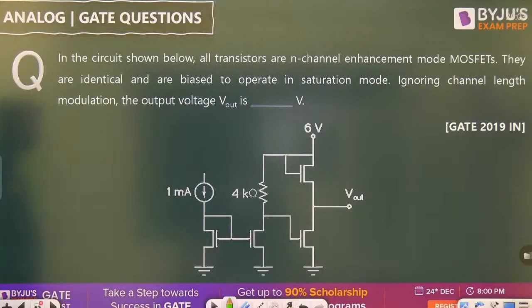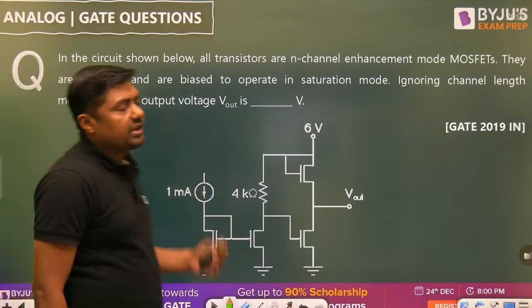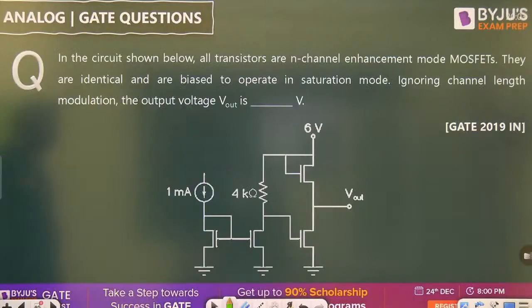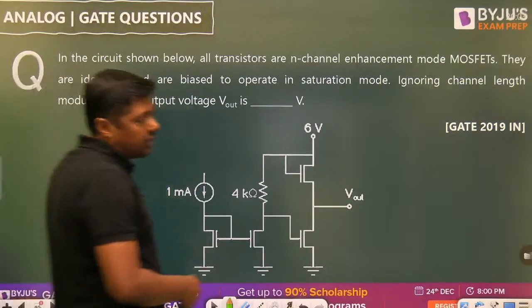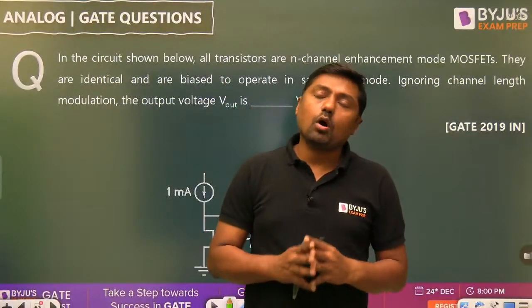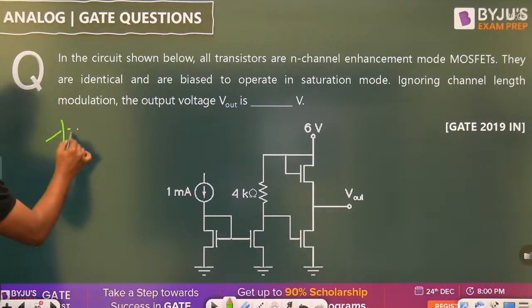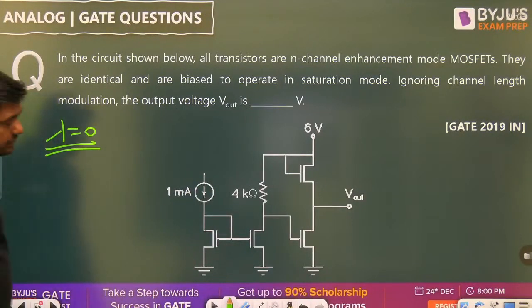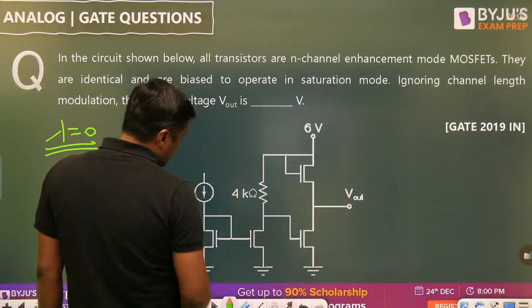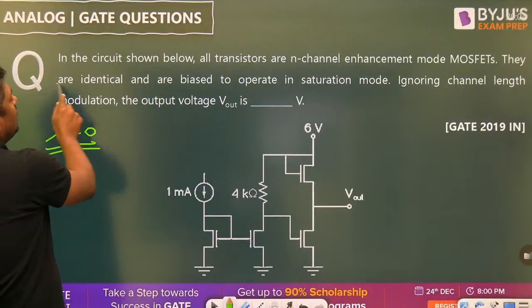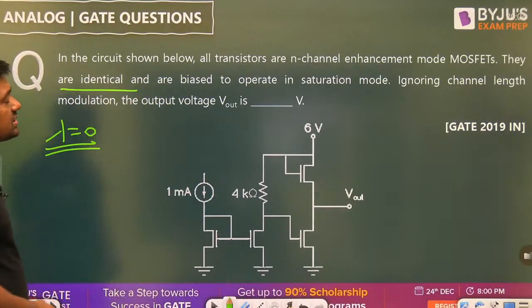Next. Now, that is the question on the current mirror circuit, instrumentation branch, 2019. One question in the instrumentation branch. So what is the answer? Very simple one. In the circuit shown below, all the transistors are N-channel enhancement mode MOSFETs. They are identical and are biased to operate in saturation mode. When we are making a current mirror circuit, all transistors are in saturation mode. Ignoring channel length modulation, lambda is equal to 0. The output voltage Vout is to be found. 1 milliampere current is given. W by L is not given, which means all are identical, so the aspect ratio for all the transistors is the same.